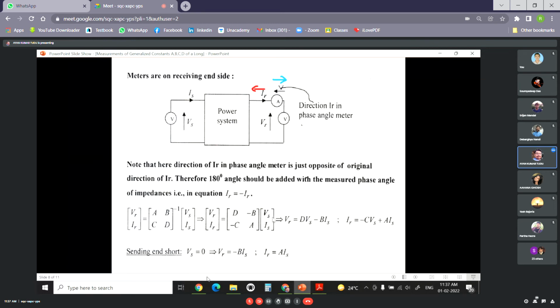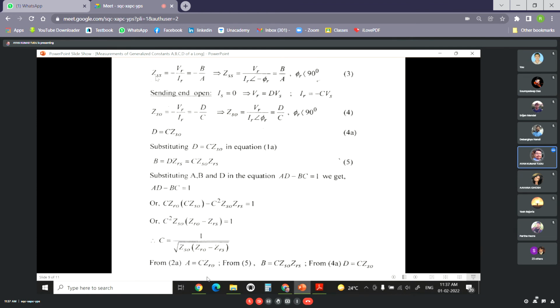Now, what is VR by IR? [VR, IR] equal to ABCD inverse into [VS, IS]. So that expression comes out to be VR equal to dVS minus BIS, and IR equal to minus CVS plus AIS. When sending end is short, VS equal to 0, we apply into this equation. So VR would be equal to minus BIS, IR would be equal to A into IS.